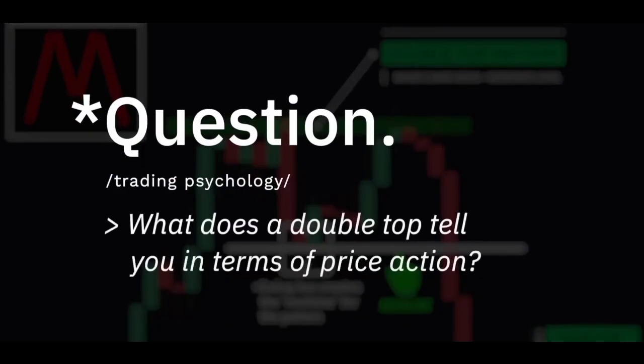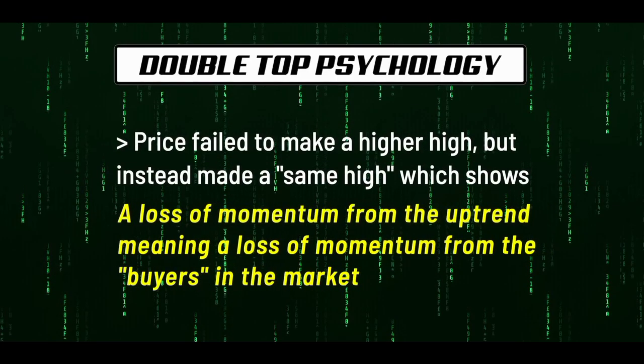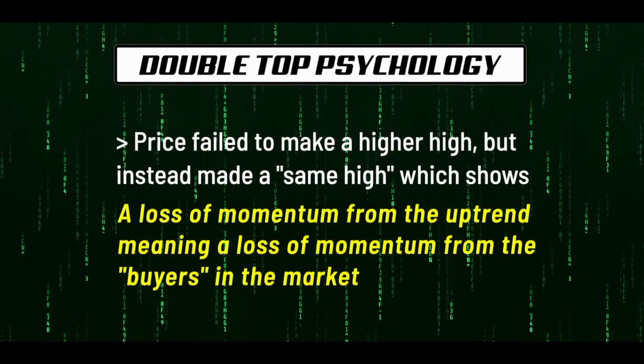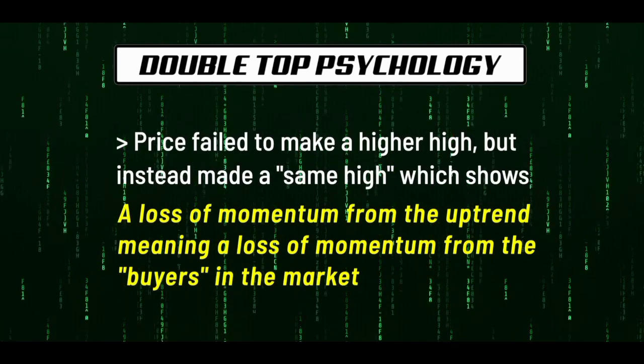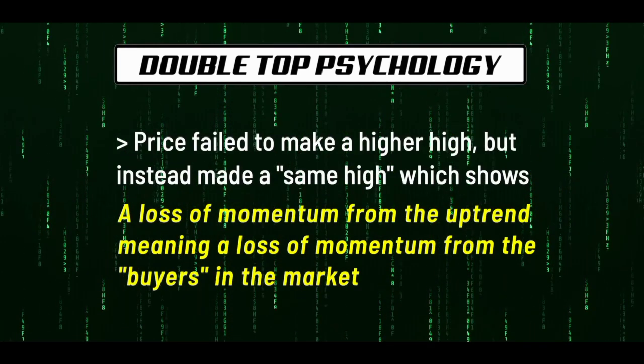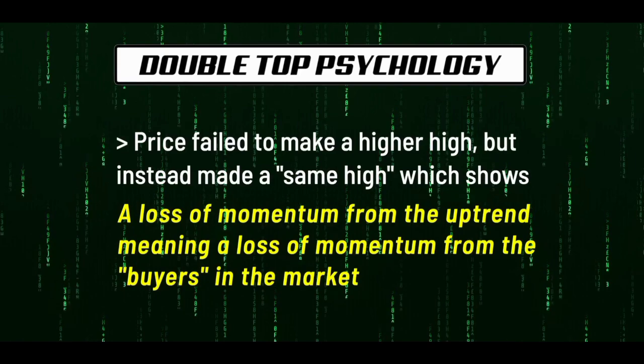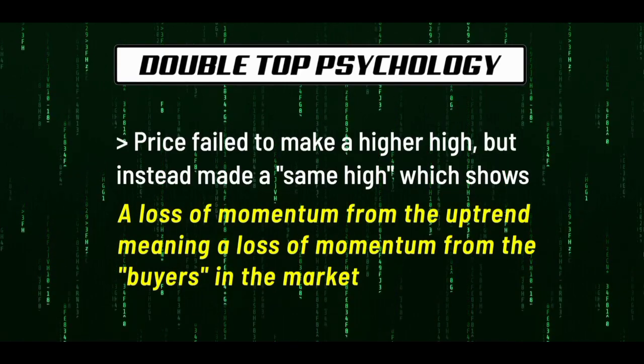Now, what does the double top tell you from a price action standpoint? Price failed to make a higher high, but instead made a same high, which shows a loss of momentum from the uptrend, meaning a loss of momentum from the buyers in the market.